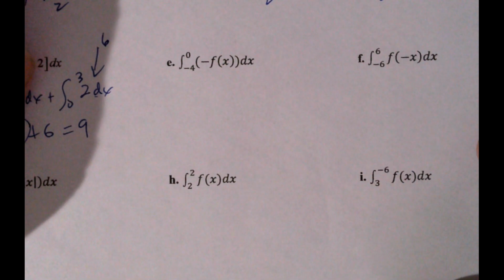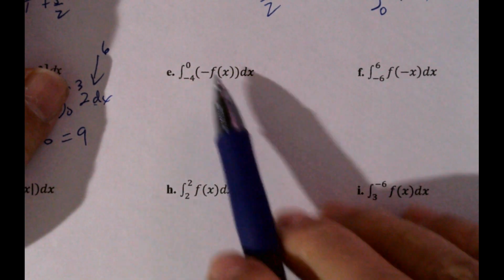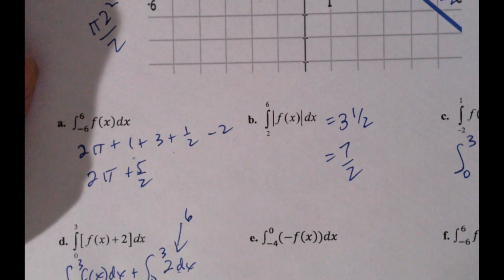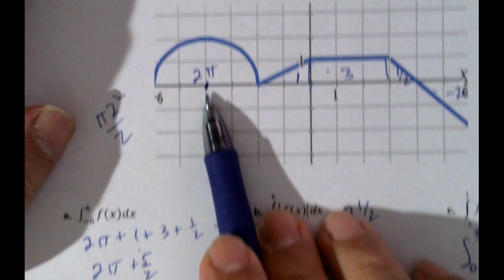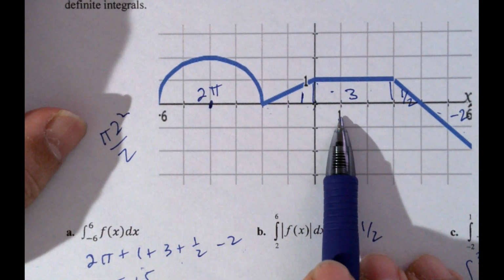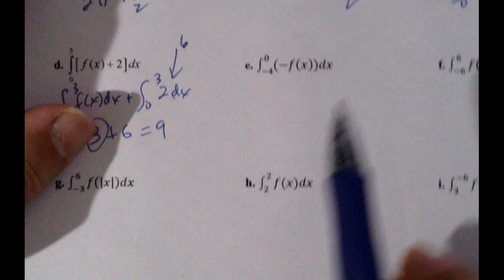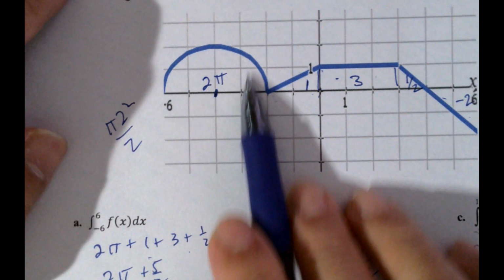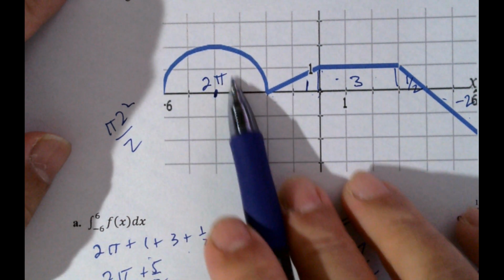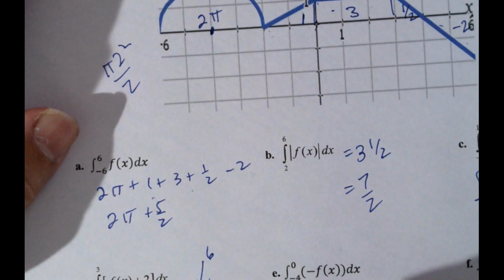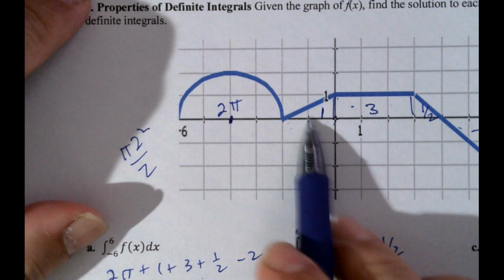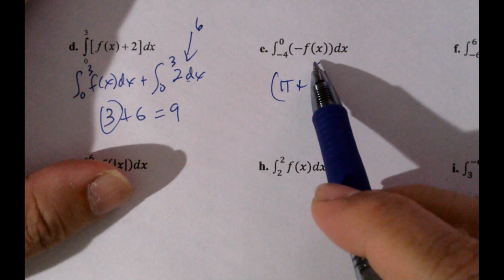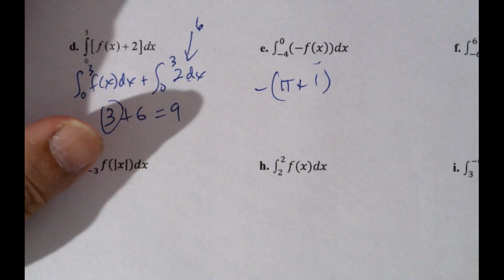Okay, negative 4 to 0, and we're doing the opposite of f of x. So negative 4 is here, all the way up to here. And we're taking the opposite of it. So we're just going to change signs. So this was 2 pi. The whole thing was 2 pi. So half of that is pi. So it's pi. And this piece is 1 plus 1, but we want the opposite of it because of this negative sign on the f of x. So that's negative. All right, moving on to f.